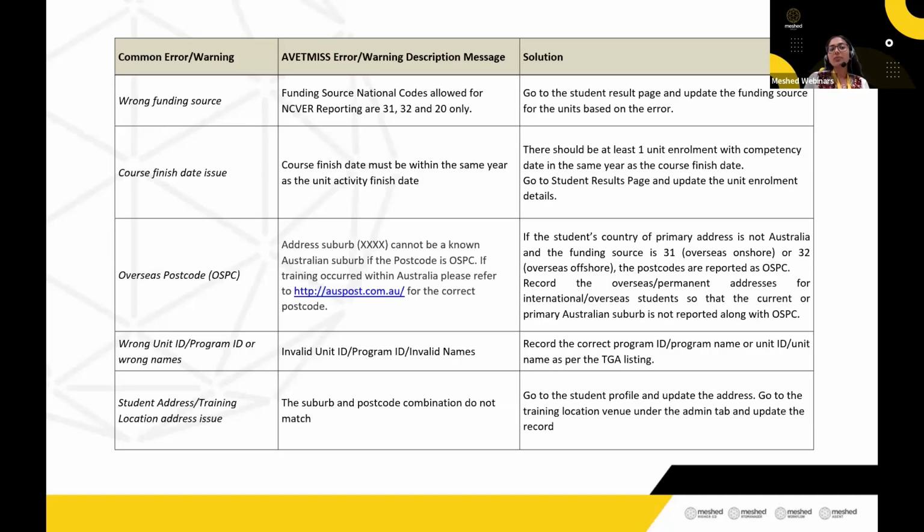Another one of the most common warnings, which is not mentioned here, but I would like to bring up, is missing USIs. You may see it as a warning or an error in your NAT files data, depending on how many students are there without a USI. So make sure you have the USI integration up and running so that your USIs are recorded and they appear in your NAT files for data submission.